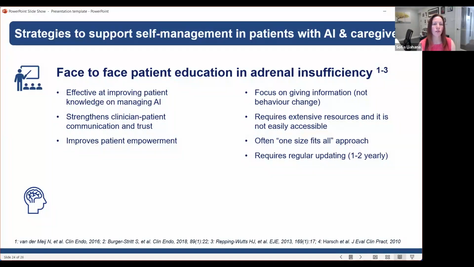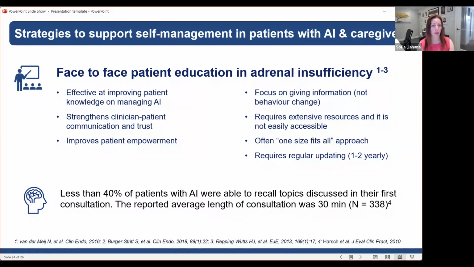Okay, so just to summarize, the strategy I currently use for self-management is face-to-face education, and I hope many of you have attended one of those sessions. They're very effective at improving patient knowledge, strengthen the clinician-patient communication, and improve your self-management and empowerment to manage your condition. But they are quite costly. They are very resource intensive, and obviously it requires you to travel. And we have seen after COVID the impact on clinic appointments and delivering those sessions face-to-face.